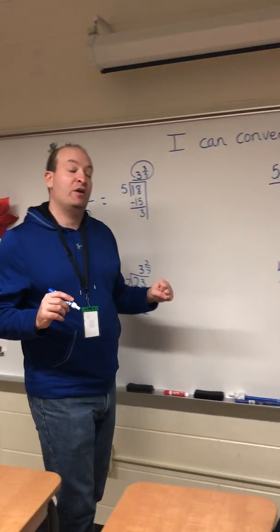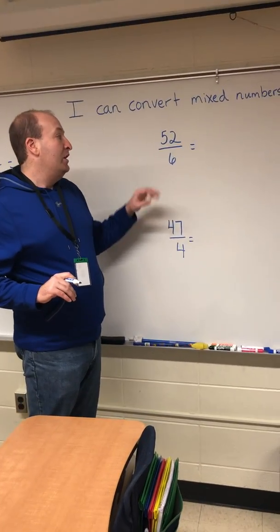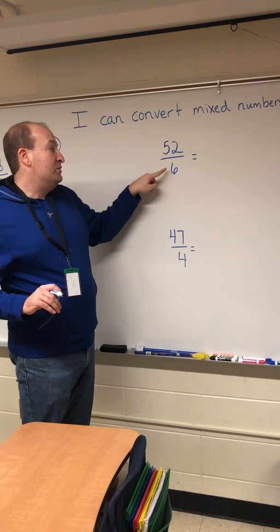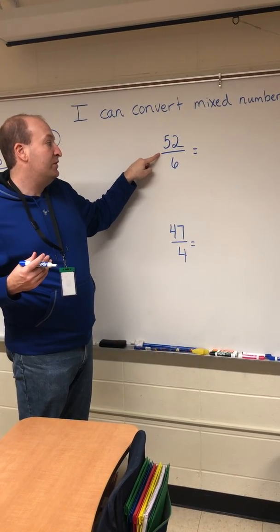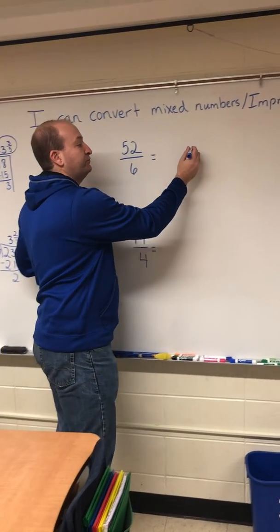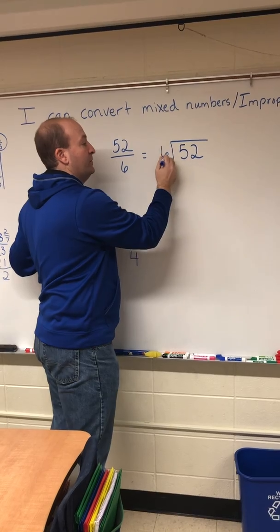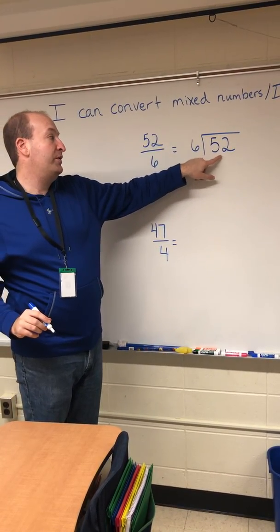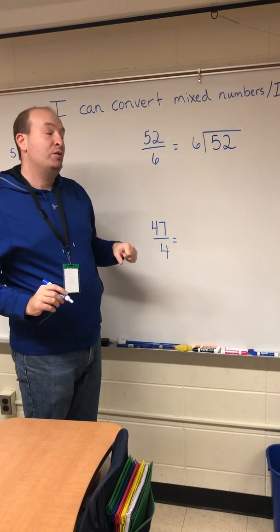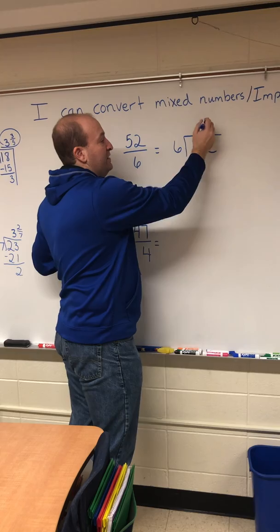If you'd like to follow along, grab a piece of paper or a dry erase board, pause the video. The next one is 52/6. So again, I'm going to think of this as 52 divided by 6. And I'm going to think, how many times does 6 go into 52, or how many groups of 6 can I make with 52? The answer to that is 8.